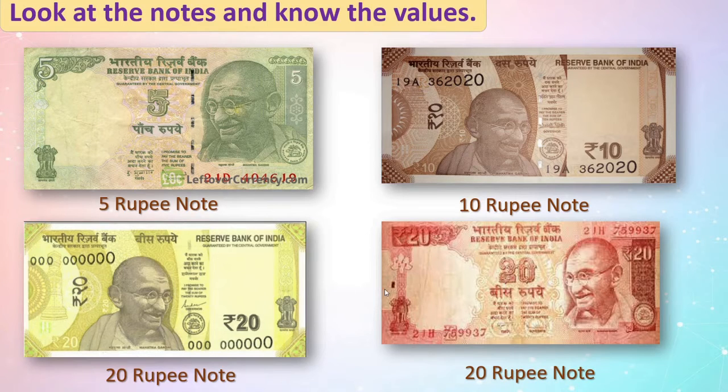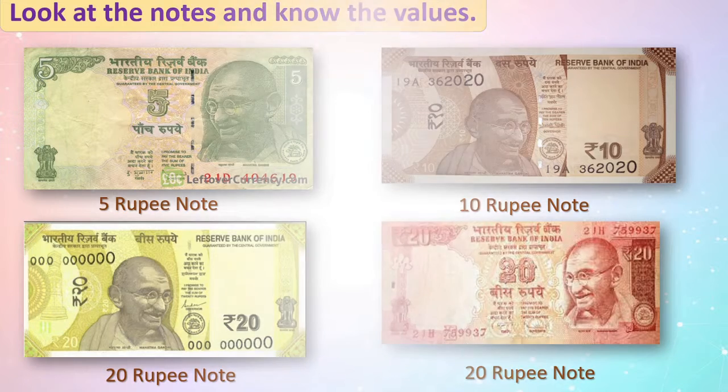Here we can see different colors, different sizes, right? Why are they given different colors, do you know? To identify quickly and to handle them properly. Okay? Got this? Now, we have gone through the different coins and their values and different notes and their values, right?